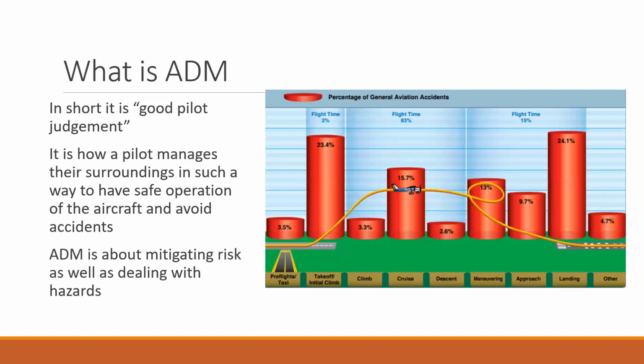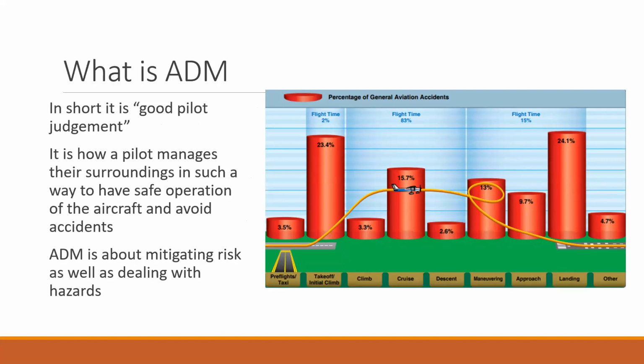So, what is ADM? Basically, it's just good pilot judgment. Not much to it. Basically, just making the right decision, managing your surroundings properly, making sure you have plans in place in case stuff goes wrong. Make sure you avoid accidents, incidents, that kind of stuff. It's about mitigating risk when it comes down to it, and dealing with stuff when it does come up.